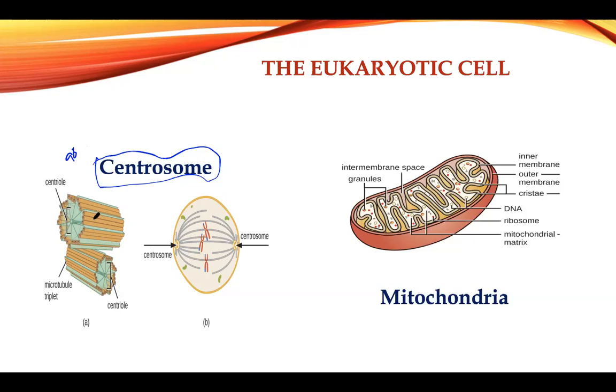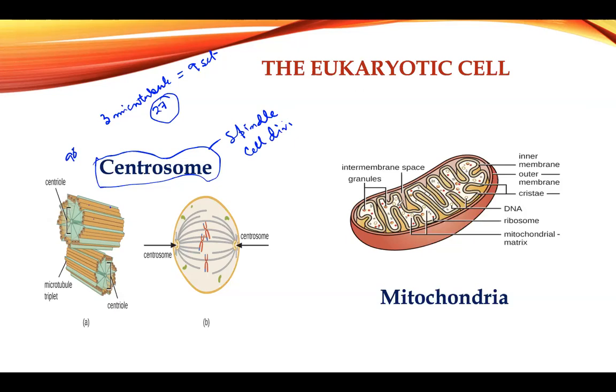And there are 9 sets of 3 microtubules. So 3 microtubules arranged in 9 sets. So basically, altogether 27 microtubules are there in one centrosome. And they actually make the spindle during the cell division. That's the function of the centrosome.